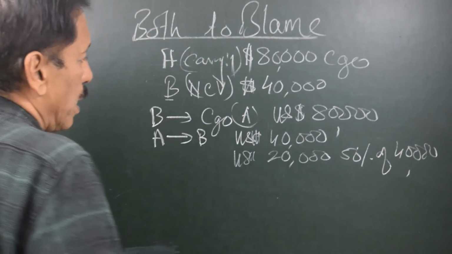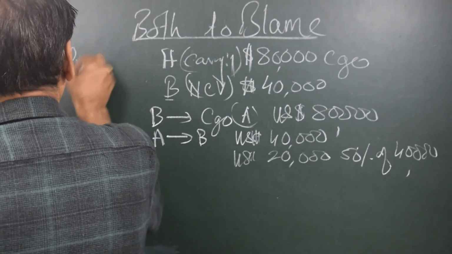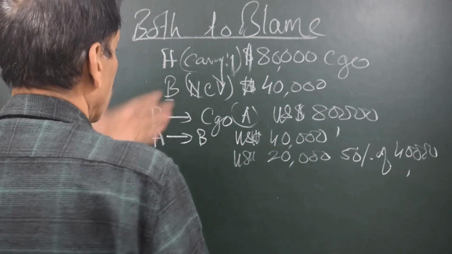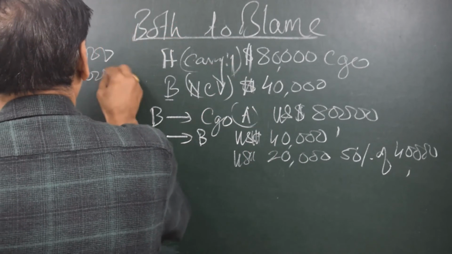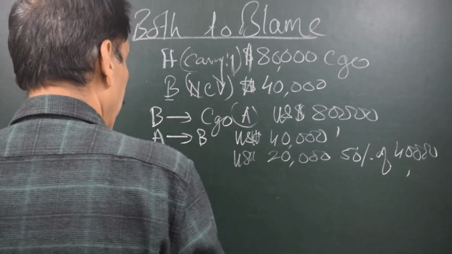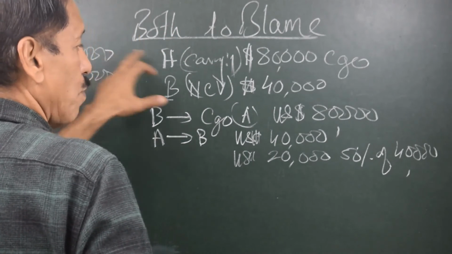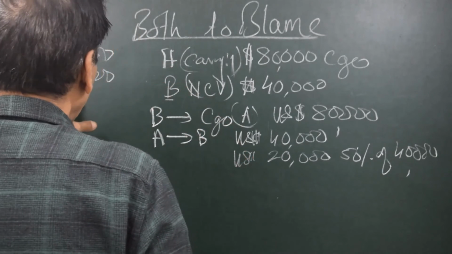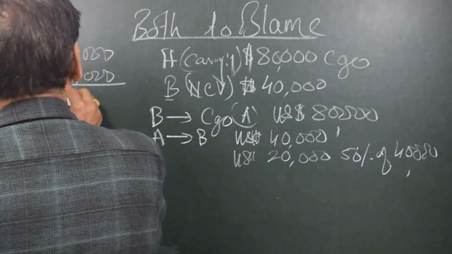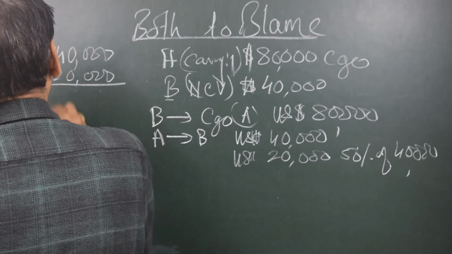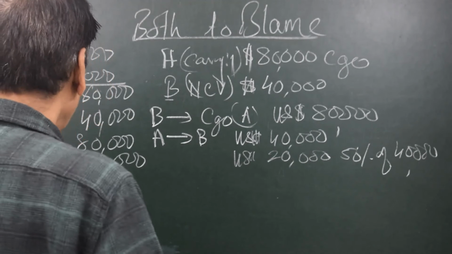So if we analyze this, then what happens? The loss of A will be 40,000, that is the money that he has paid, plus 20,000, which is 50% of B's damage. The net loss of A is 40,000, which he has paid as 50% of the 80,000, and 20,000, which he has paid as 50% of B's damage. So total loss of A is equal to 60,000.